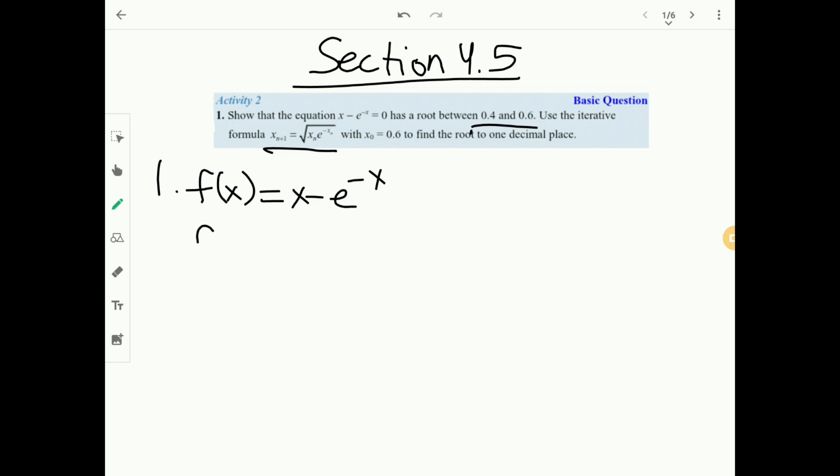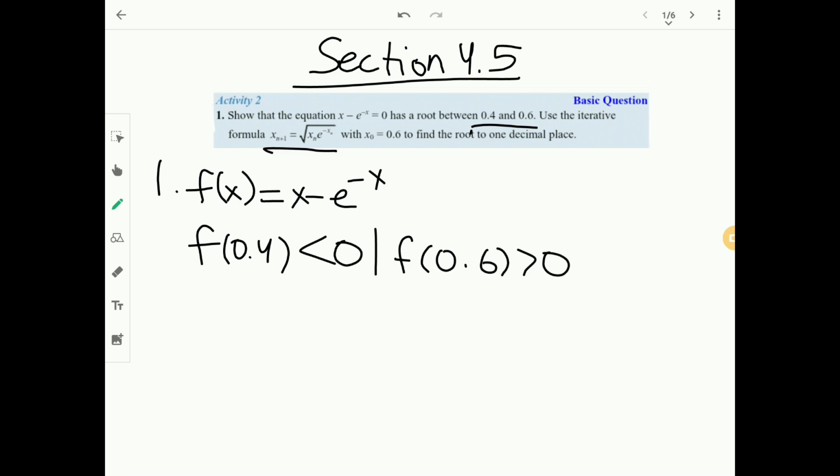So let's see. F of 0.4, I've solved it beforehand. It is a negative value. You guys can find the exact value for yourselves, and you can even write it and then say this is negative, but you can easily write negative. And f of 0.6 is positive. Seeing this, what do you guys remember? We learned a theorem on this.